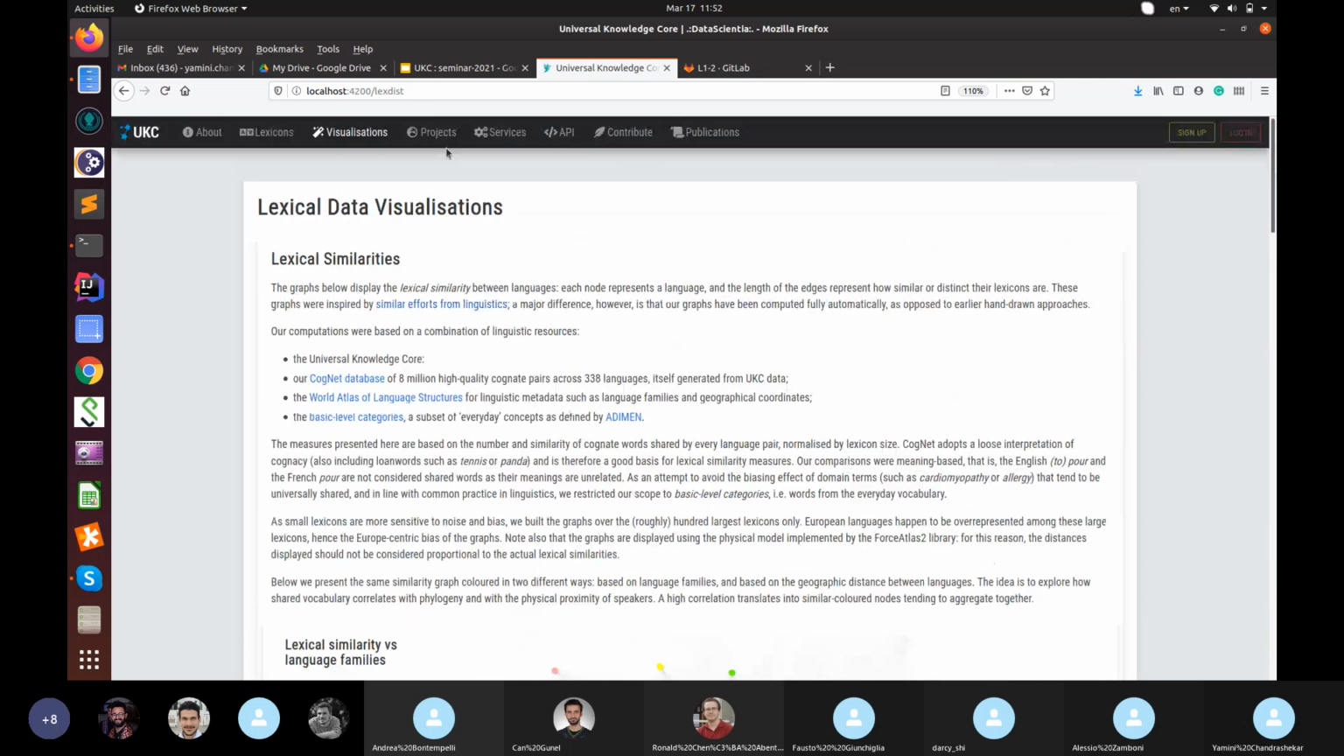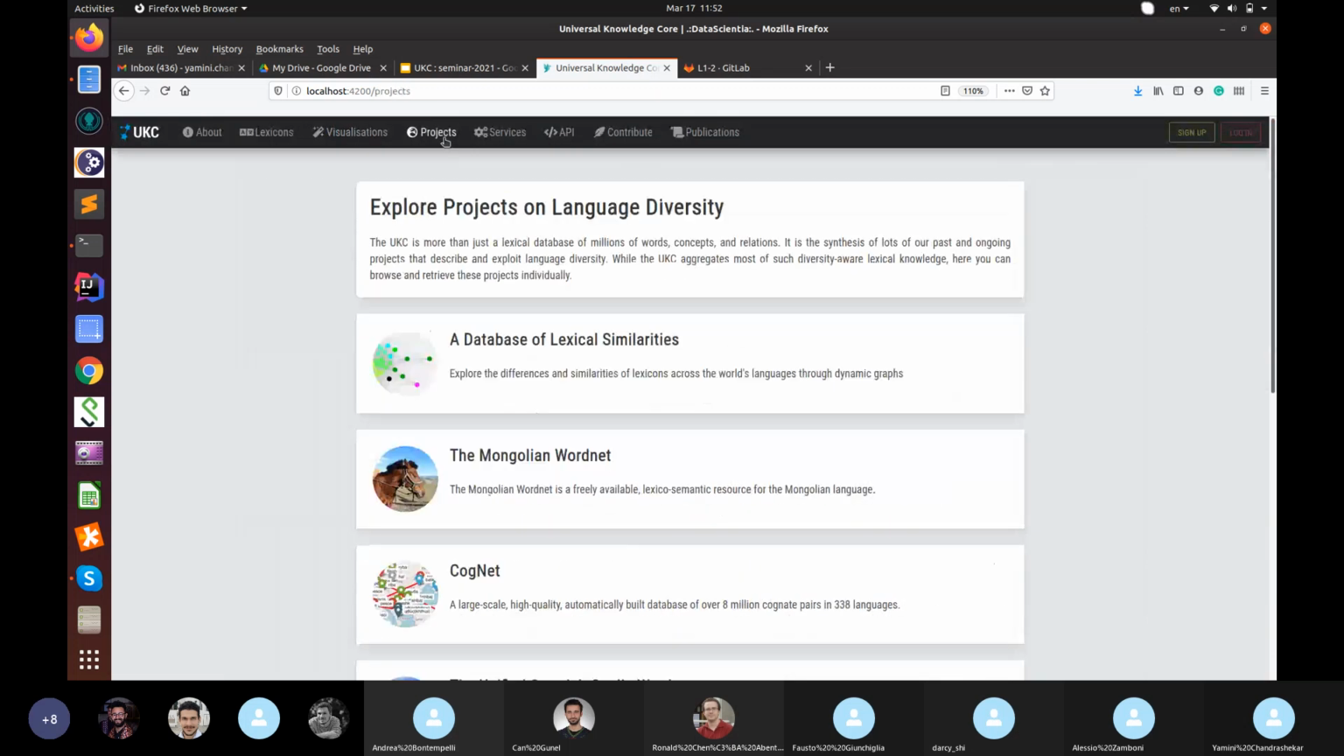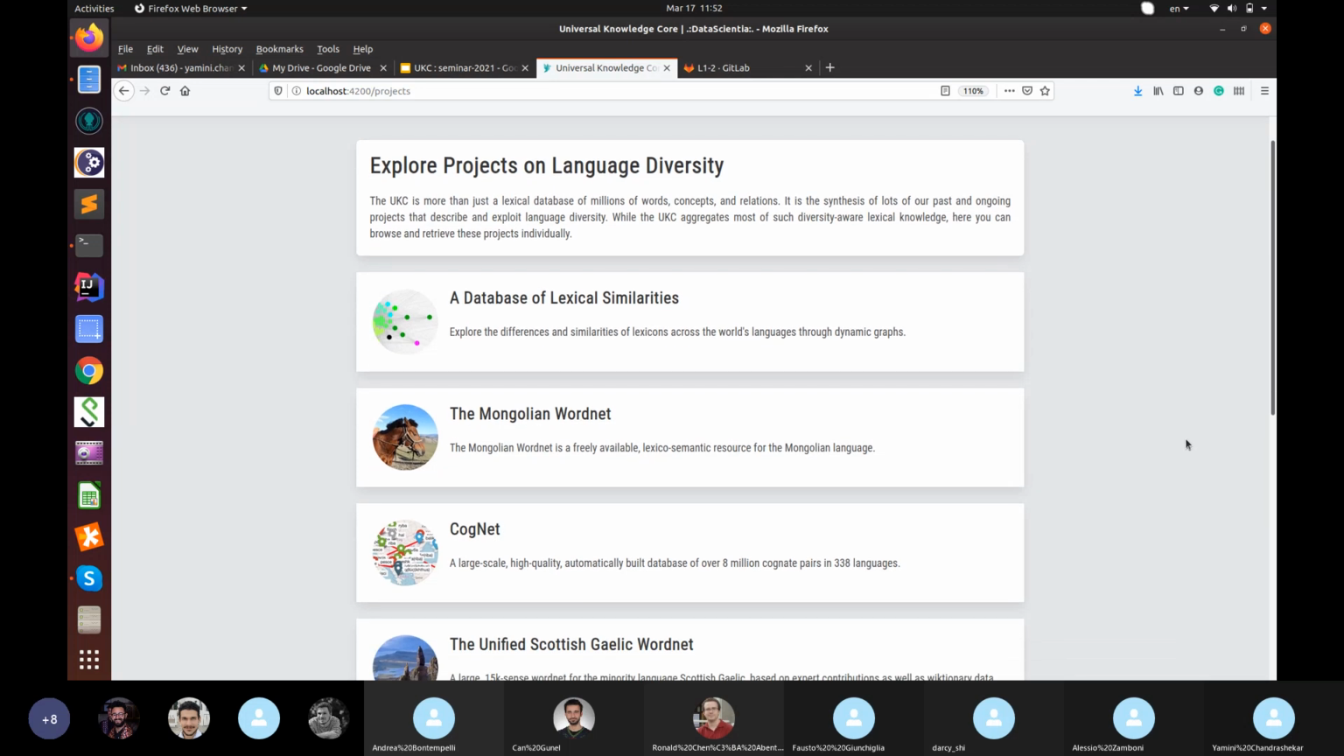So moving on, the next component here of the website are the projects. Now this projects tab shows the ongoing projects as well as the completed projects, which are done over the span of 10 years now. So the first one is the database of lexical similarities. So here was an opportunity to look through the similarities and differences between the languages, as we already did.